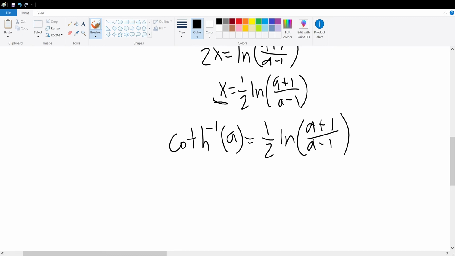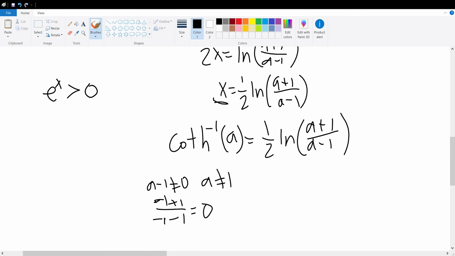And now we are almost done. We just need to find the argument for the restriction of a. Like how we did it for the arc of tangent hyperbolic of x, we'll do it for the arc of cotangent of x. To start, a minus 1 can never be equal to 0. A can never be equal to 1. Furthermore, when a is equal to negative 1, (negative 1 plus 1) divided by (negative 1 minus 1) will give us 0. And this won't be true because e to the x will always be greater than 0.